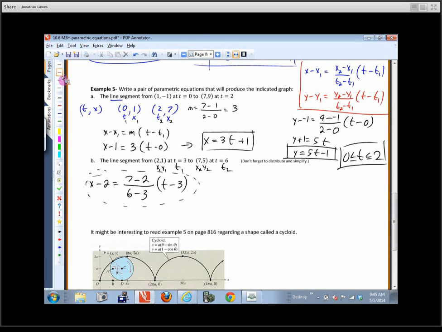And the one for y is going to look very similar. So it's going to be y minus y1, which is 1. Then it's going to be the difference between the two y's. So that's going to be y2 is 5 minus y1 is 1. 6 minus 3 is the same as it was over here, and t minus 3 is the same as it was over there. Okay, simplify that. Simplify the y. And then put the t interval on there and you're done.